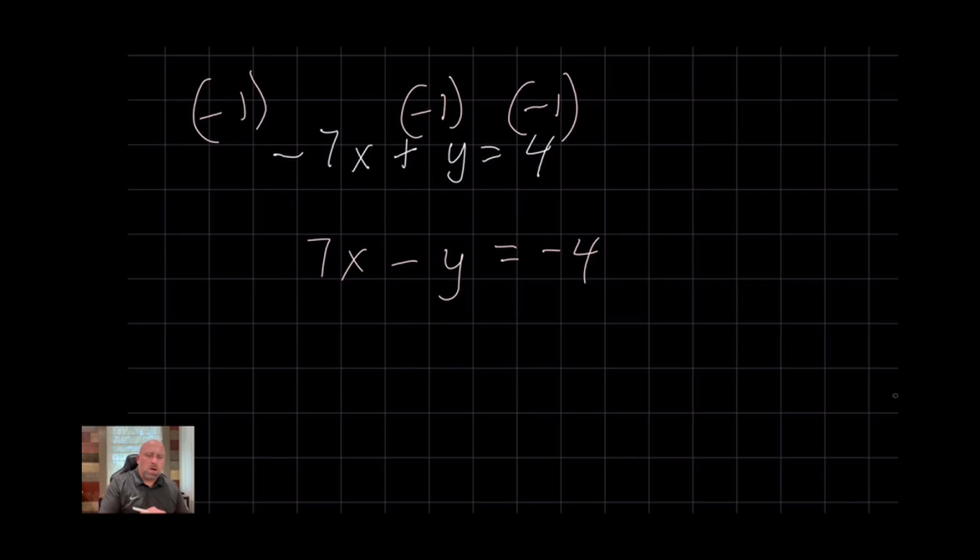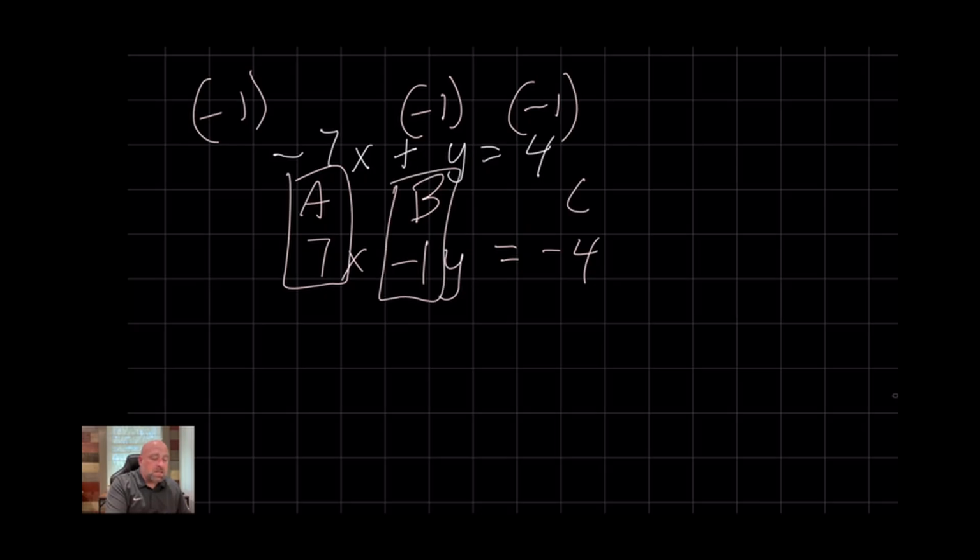Okay. So what are our answers here? So this is our A. Our A is 7. Our B is -1. And then our C is -4. And these are all important. This is going to be important later as we continue to do these, that you know what A is, you know what B is, and you know what C is. The only one that has to be positive is the first one. All 3 of them have to be whole numbers.